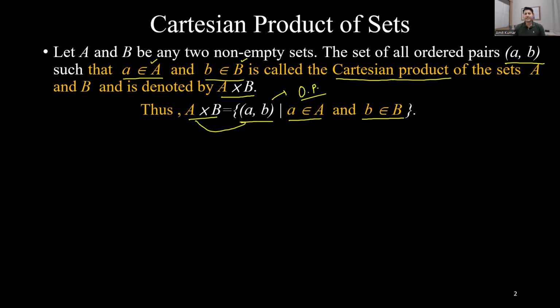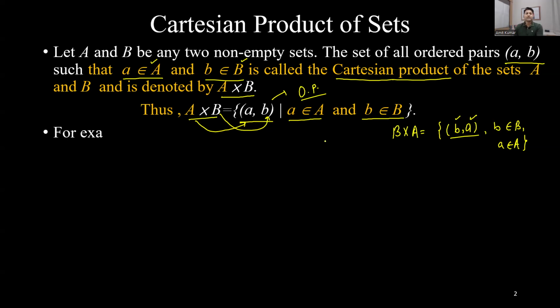Always the first element comes from the first collection, and the second comes from the second collection. In place of A cross B, if I am talking about B cross A, then it will have elements of the form (b, a), where b belongs to B and a belongs to A. It is a simple collection of ordered pairs, and we do this for every a and b. This we call the Cartesian product.